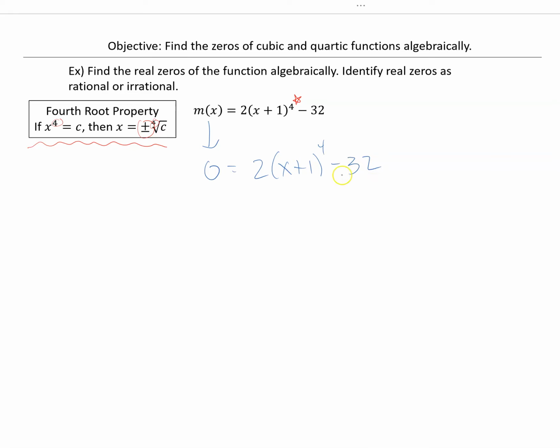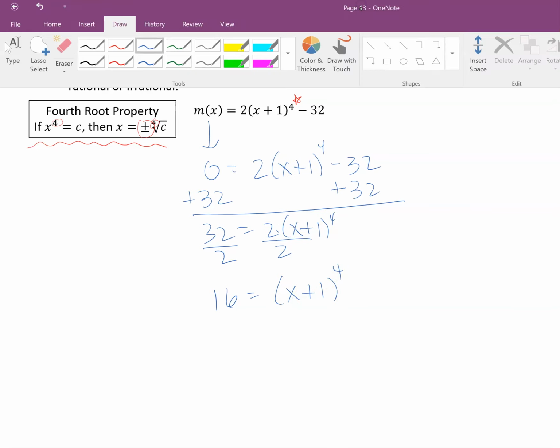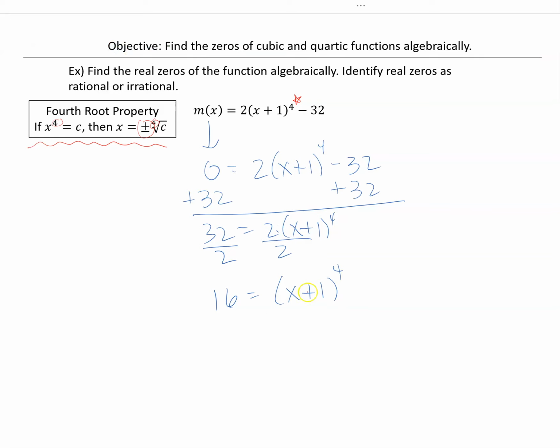So now I'm going to undo this subtraction, adding 32 to both sides. Then I'm going to undo this multiplication, dividing by 2, and I get 16. Now I'm going to undo my exponent, so I have to take the fourth root. Now on this side, I'm just taking the fourth root of x plus 1 to the fourth power. But on this side, I have a plus or minus the fourth root of 16.